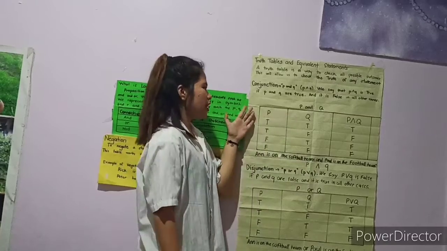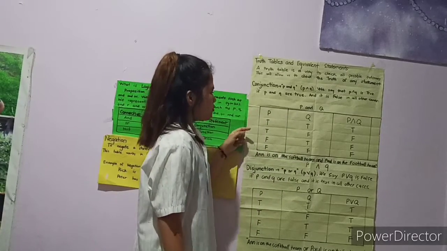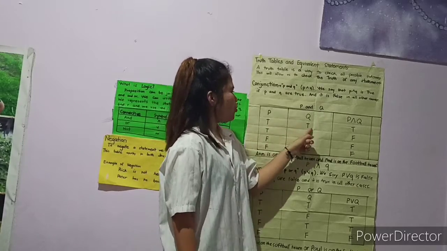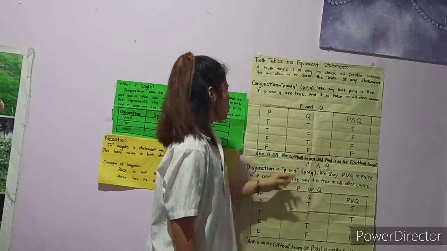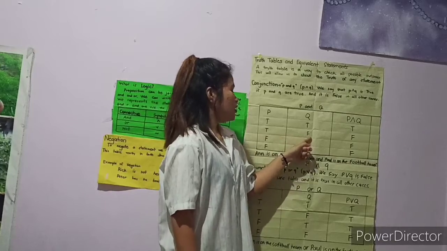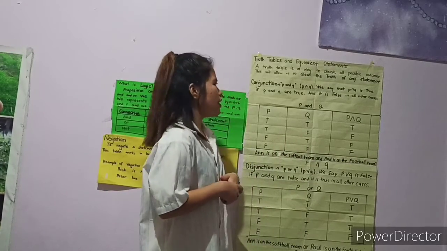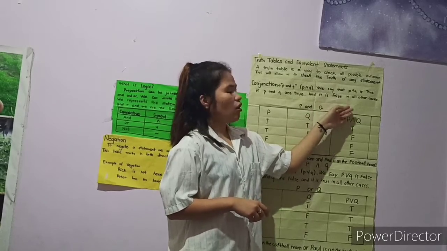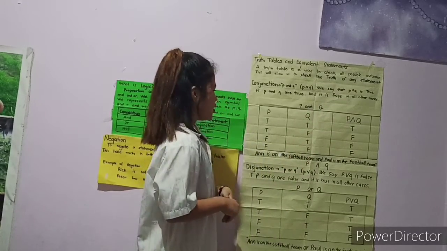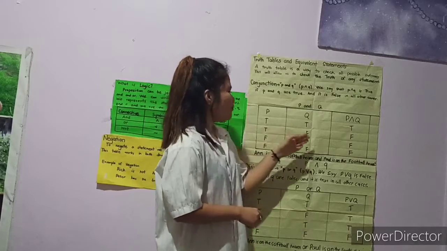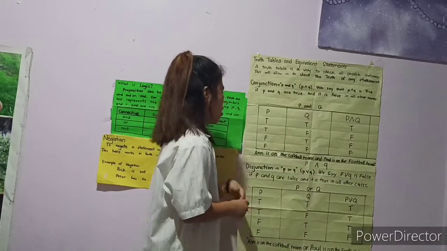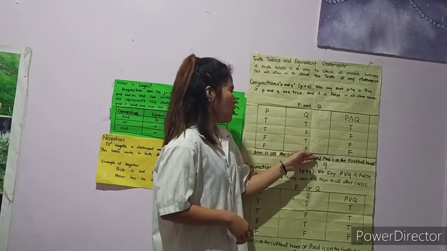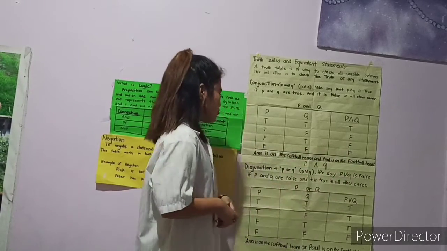We have here a table. For P and Q, if it is true and true, it will become true. True and false, just like what I have said earlier, is false. It is false in all other cases. So that means true and false is false, false and true is false, and false and false is false.